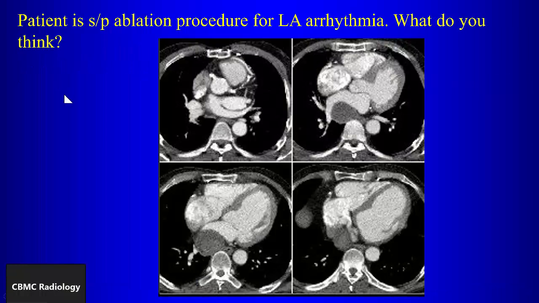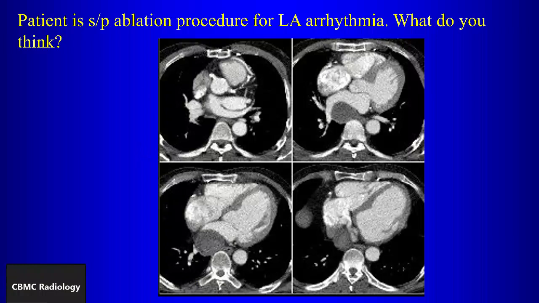So this patient is status post an ablation procedure for their AFib. What do we have here? Yeah, so here you see this mass behind the wall of the left atrium, right? But in this case, you see it's a very smooth wall here. The angles are obtuse, so this is actually outside of the atrium, it's in the wall of the atrium. So this is an intramural hematoma as a complication of the ablation procedure.